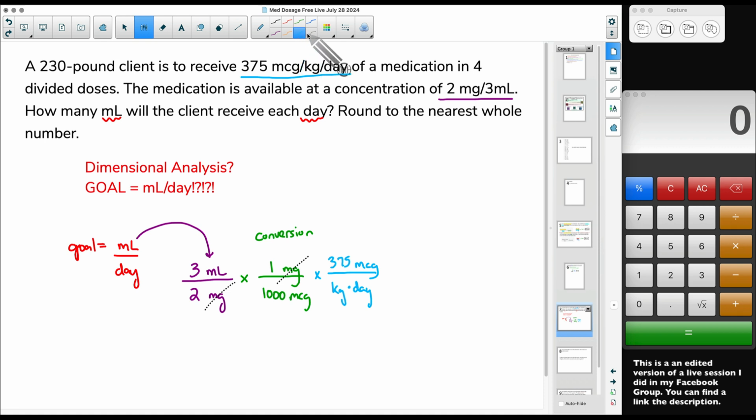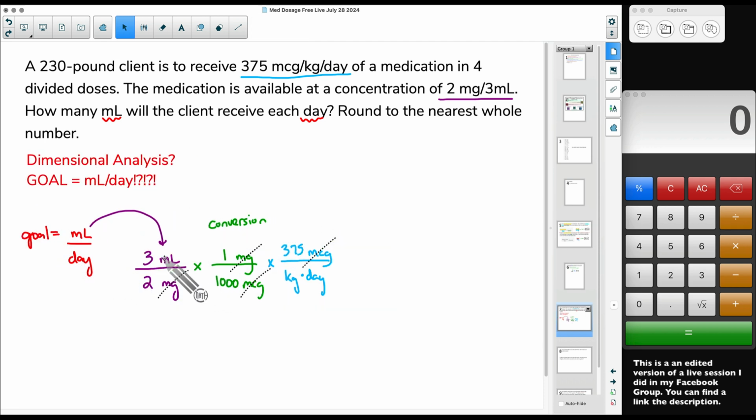So what have we accomplished? Microgram was down here. We put microgram at the top. They cancel out. Now let's put the brakes on. Let's think about this, y'all. Right now, we have milliliters at the top and we have kilogram and day at the bottom. We haven't met our goal yet, but we are almost at our goal. In order for us to meet our goal, the only word we want at the top is milliliters. That's good. Where we're not done is the word day, yes, it is at the bottom, but we have to get rid of kilograms.